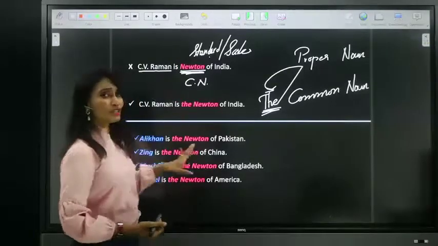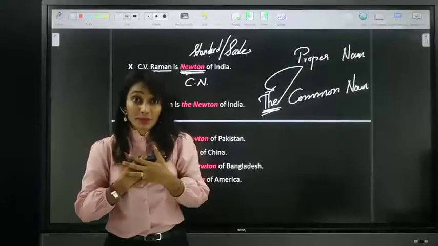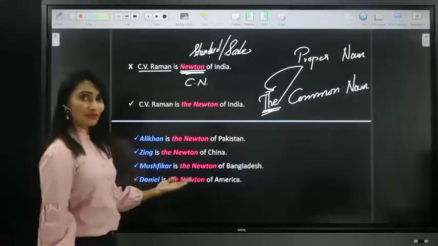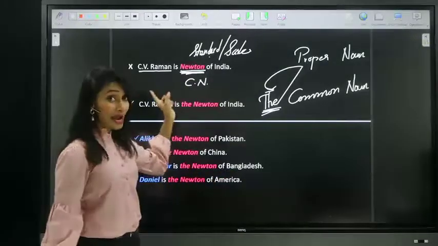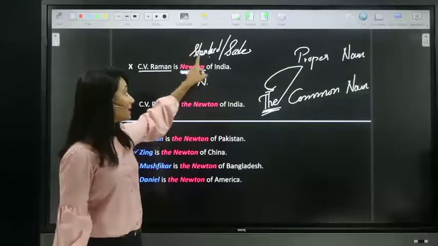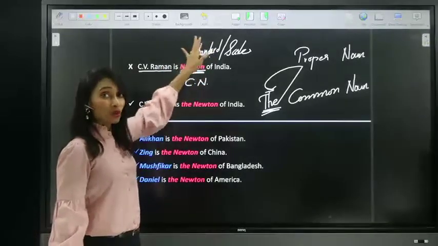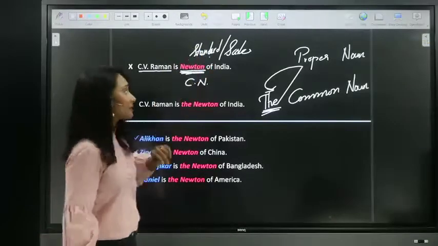Anyway, the sense of this sentence is how Newton is, like that our C.V. Raman is for us in India. How Newton is, like that Daniel is for America. Do you understand that? Here we are not comparing two persons, we are comparing the quality of one person with the standard quality of another person. I hope it is clear. Let us see some more examples.